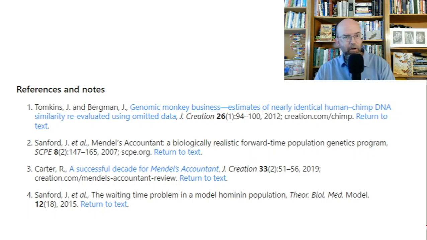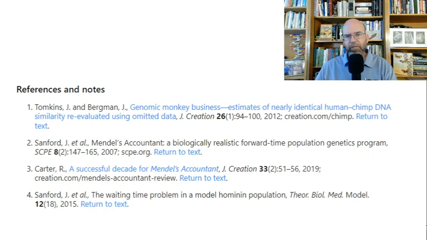Reference number three, Robert Carter. That's another one we're going to look at. A Successful Decade for Mendel's Accountant. You see, I just said we're going to look at how successful it's been. Well, voila, I have Robert Carter here who's telling me that 10 years after the release of Mendel's accountant, he's going to do a retrospective and ask, how successful has it been? Well, actually, you can see from the title, he's going to claim that Mendel's accountant has had a successful decade. So let's look at that article and see, what does success mean to a young Earth creationist, right? Has it been successful?